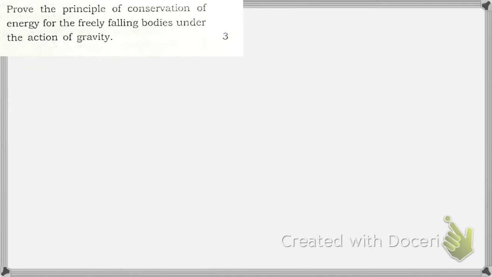Here you see this question is also 3b. Either you can solve the first one or this one. Two questions were given, you have to solve any one of these two. So here: prove the principle of conservation of energy for a freely falling body under the action of gravity. So we have to show that energy is conserved. We have to take an example of a freely falling body.